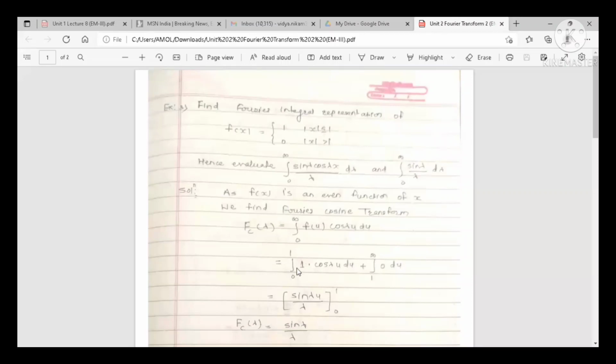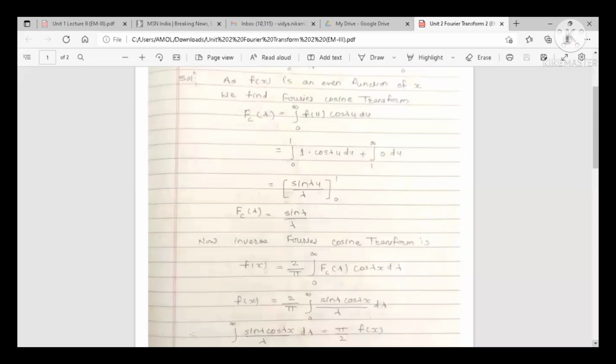Now, 1 into cos lambda u: the integration is from 0 to 1 of cos lambda u du. Integrate the cos function. The integration of the cos function is sin lambda u upon lambda, because the variable is u and the constant is lambda, with limits 0 to 1. Now the upper limit is 1, and the variable is u, so replace u by 1. So we get sin lambda upon lambda, minus the lower limit 0, where sin 0 is 0, so the second term is 0. So the cosine transform is only sin lambda upon lambda.